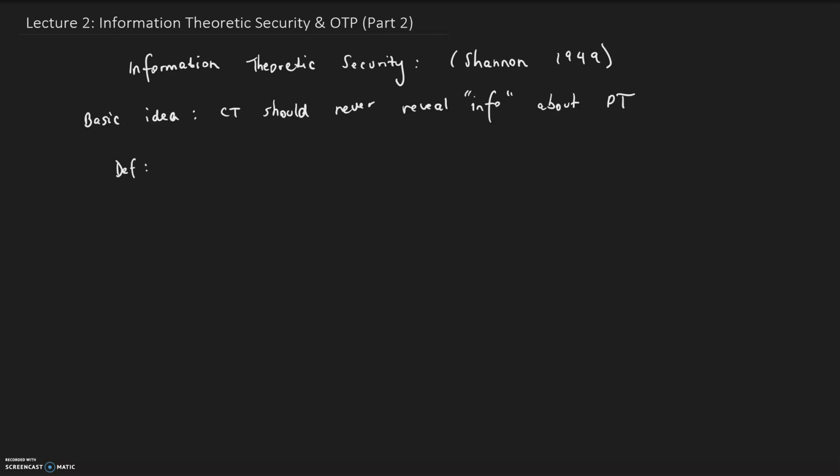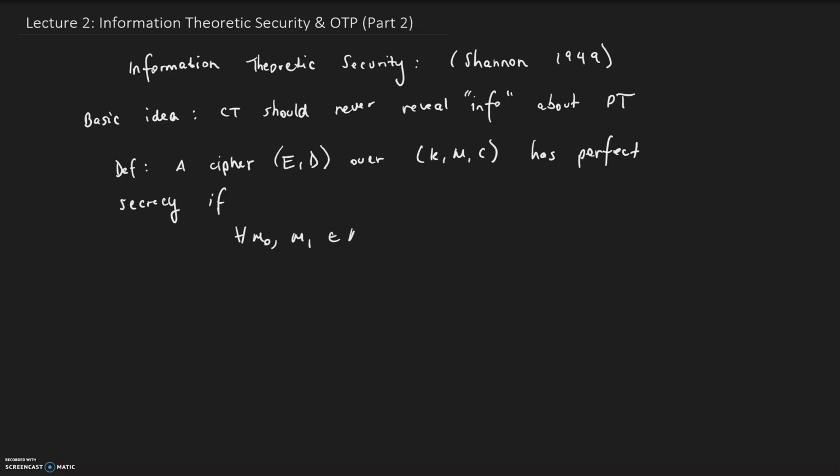So of course we have a definition. A cipher E, D over the triple K, M, and C has what's called perfect secrecy if the following is true. And I'll explain what this means here in a minute.